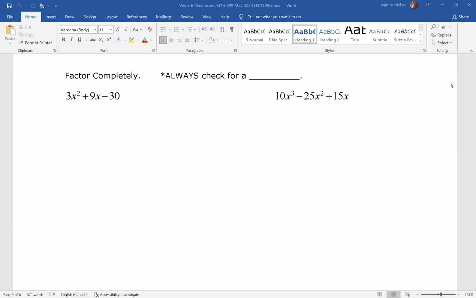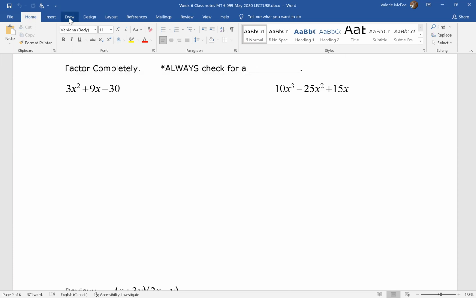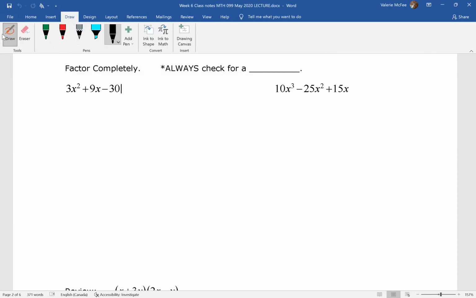Now, we said in our last lecture that when you're factoring, you should always check for a greatest common factor. So if we look at our first example, this quadratic trinomial has a greatest common factor equal to 3. Remember, we want to divide each term by the greatest common factor, and then write this as a product, the greatest common factor multiplying the quotient.